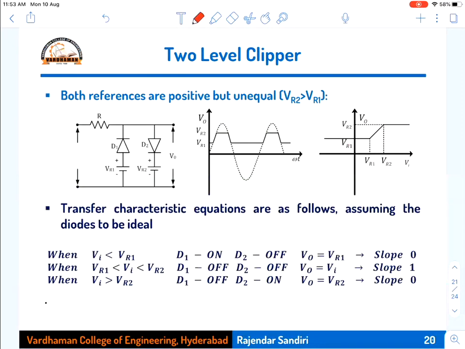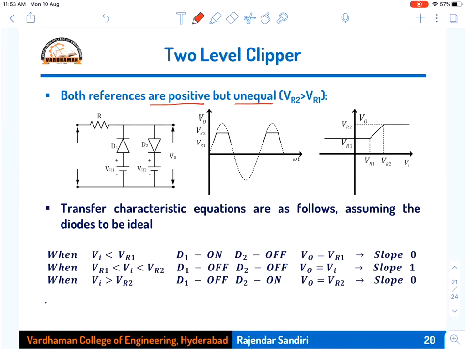Now, all those are the single level clippers. Now we'll see the two level clippers. Two level clippers, both references are positive but unequal. So VR2 is greater than VR1. Unequal means I am taking VR2 greater than VR1, two values, VR1 and VR2, in the positive direction.